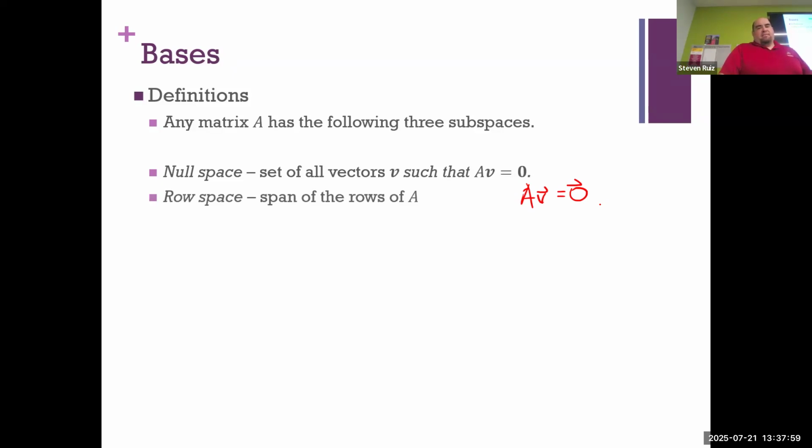The row space: if you take the rows of a matrix, treat them as column vectors, whatever the span of those things is, that's called the row space. Column space is a very similar idea. Take the columns, let them span a subspace. That's called the column space. So really briefly, that's what these three things are. Let's talk about how to find them.